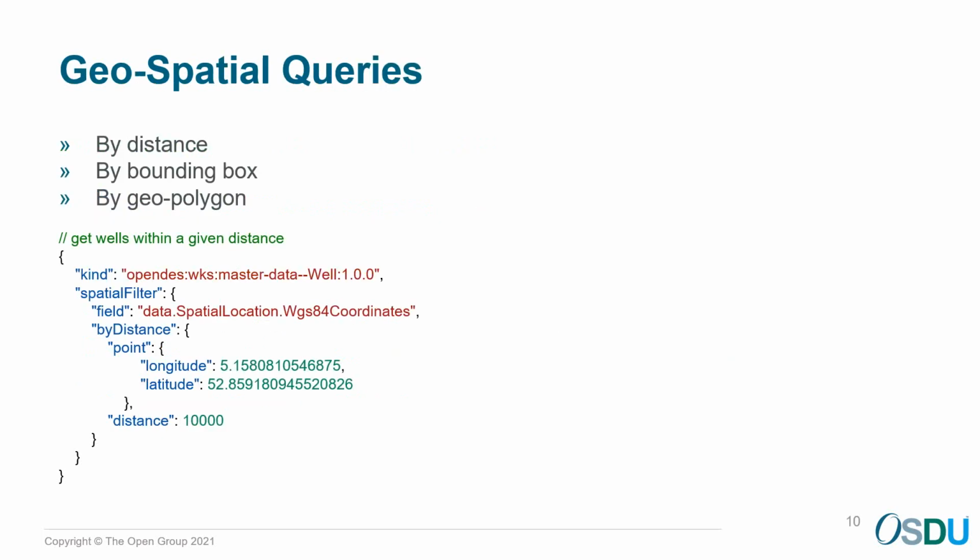The search service supports geospatial queries. Since an entity may have latitude and longitude properties, you can find them in the search service. For this purpose, use spatial filter in queries. There are three modes of geospatial search: by distance, within a specified distance from a point; by bounding box, within a specified square; by geopolygon, within an arbitrary polygon. And here is an example of a query for wells within 10 km distance from the point.